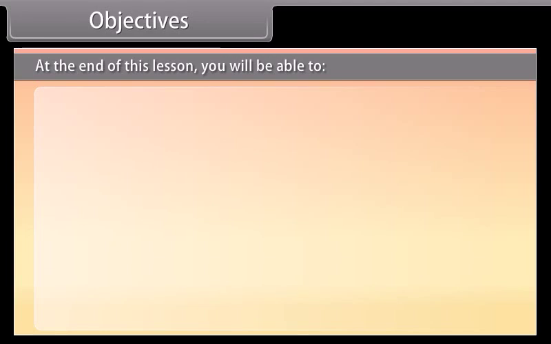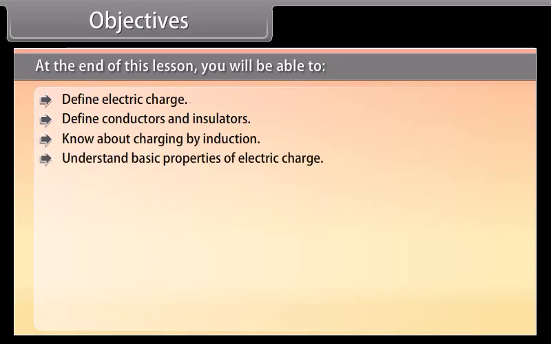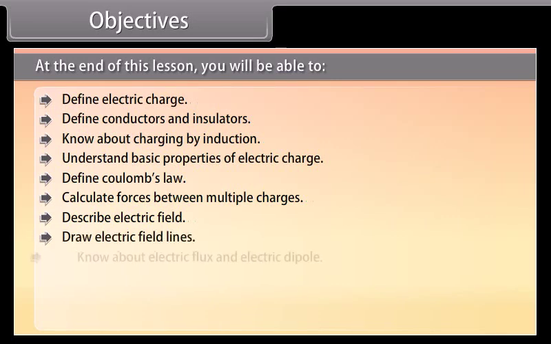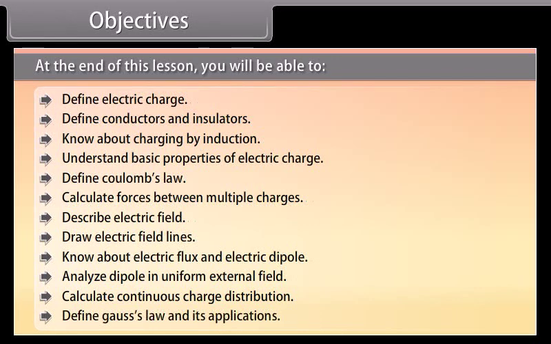Objectives. At the end of this lesson, you will be able to define electric charge, define conductors and insulators, know about charging by induction, understand basic properties of electric charge, define Coulomb's law, calculate forces between multiple charges, describe electric field, draw electric field lines, know about electric flux and electric dipole, analyze a dipole in a uniform external field, calculate continuous charge distribution, and define Gauss's law and its applications.